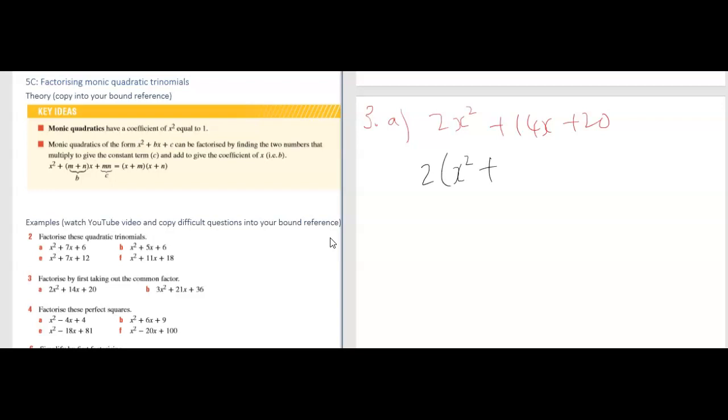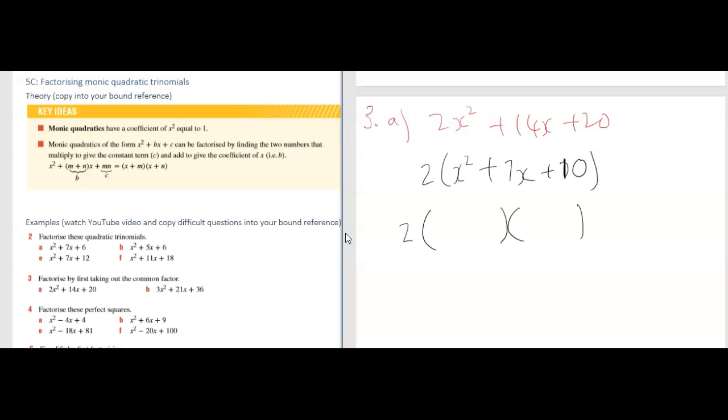Okay, just make sure that you factorize the other expressions too. So that's 7x, and then we've got 10, and then close the bracket. So you can leave the 2 there. Remember, we're going to have 2 brackets because we're factorizing.